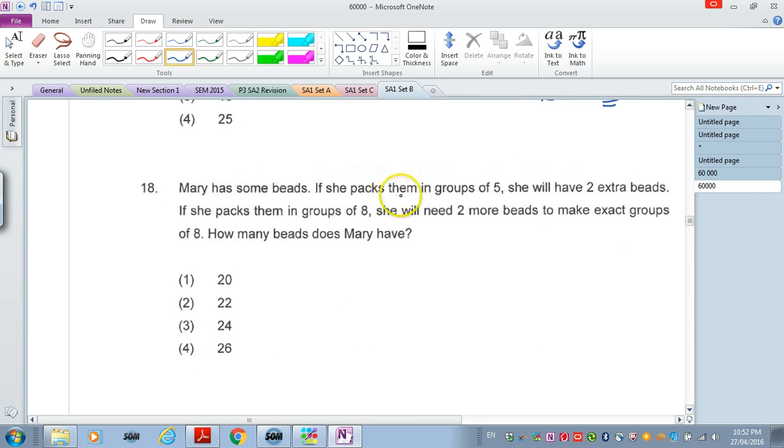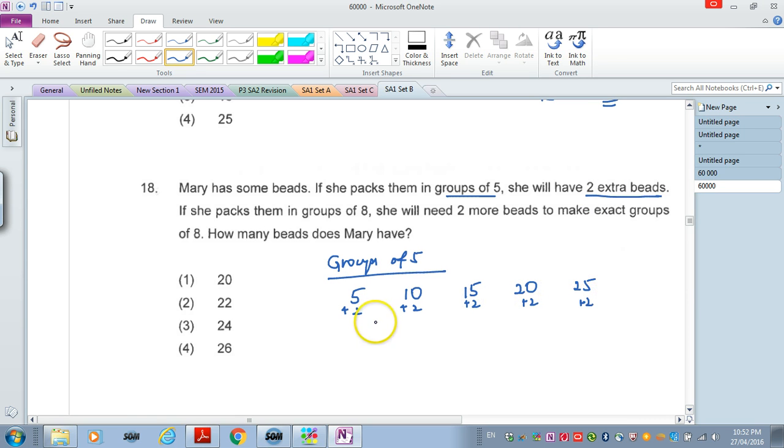Mary has some beads. He packs them into groups of 5. He would have 2 extra beads. So in groups of 5, he would have 5, 10, 15, 20, 25. He would have 2 extra beads. So I know that he has 2 extra beads if he's put into groups of 5. So I know this is 7, 12, 17, 22, 27.